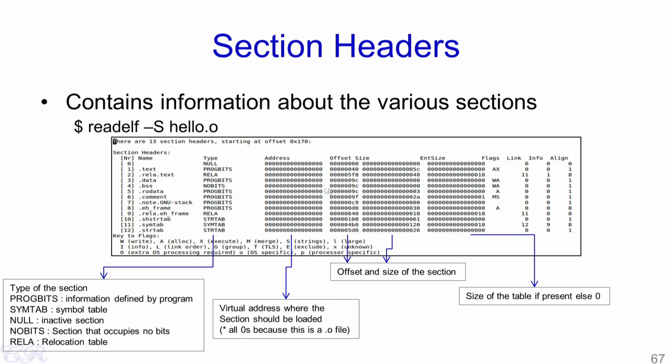Then we have here the address, which is a virtual address for where the section should be loaded. In this particular case, it is all zeros because it is a .o file, an object file, and it could be relocated. Then here you have the offset and the size of the sections, while here you have a table size. If there is a table, then you have a non-zero value. However, if no table is present, then you have a 0 value.